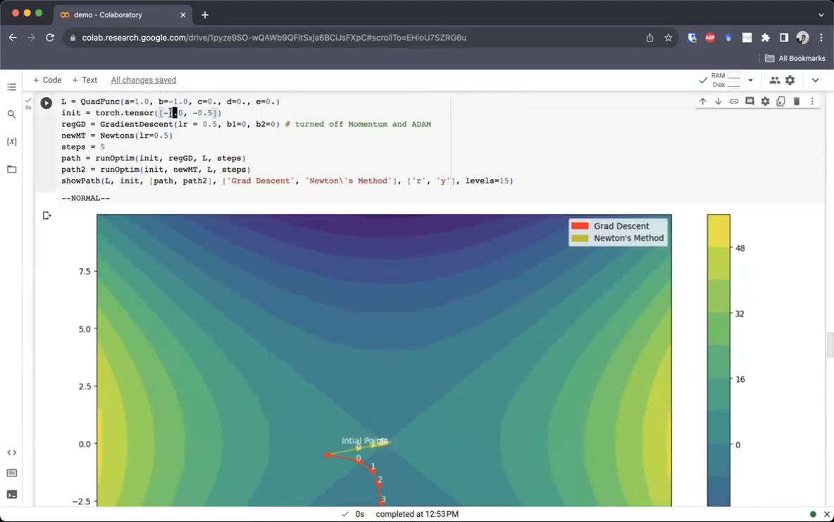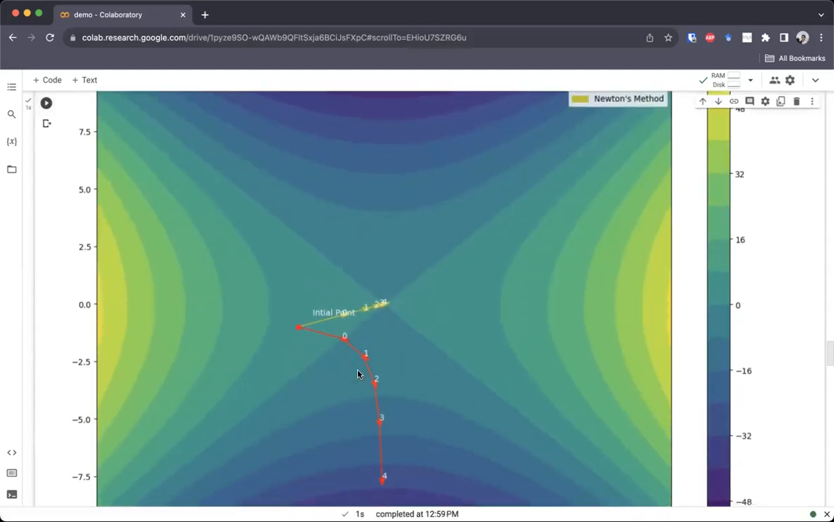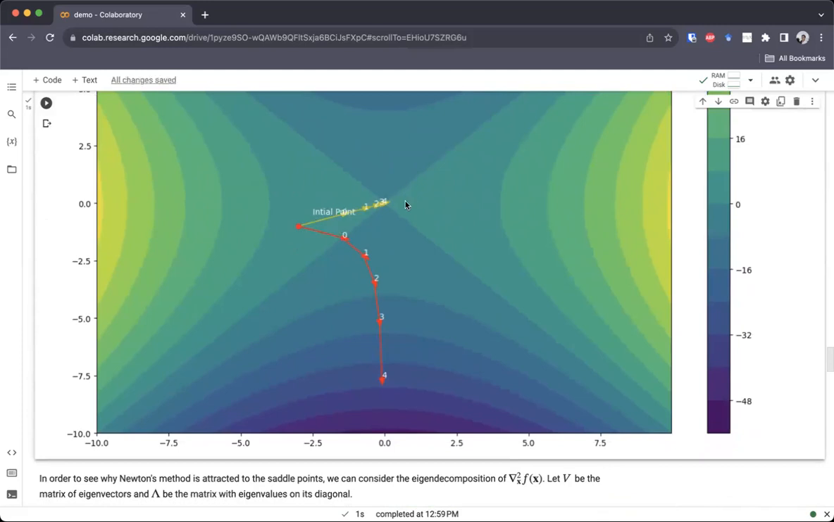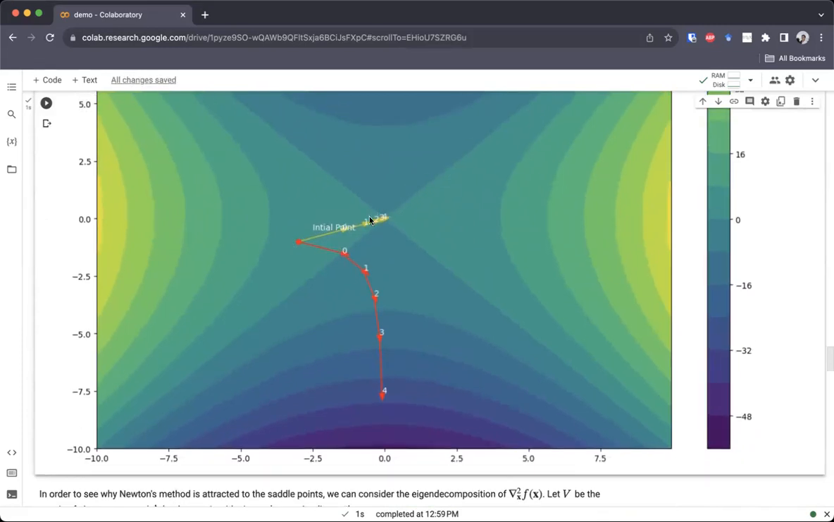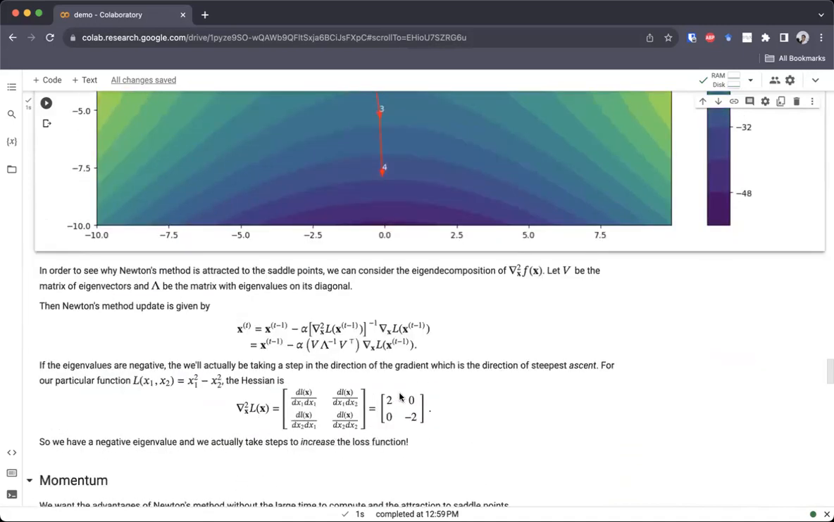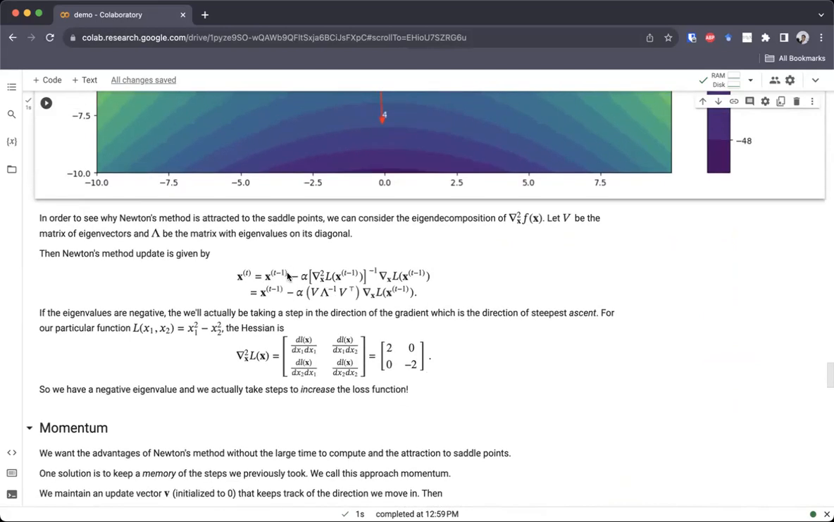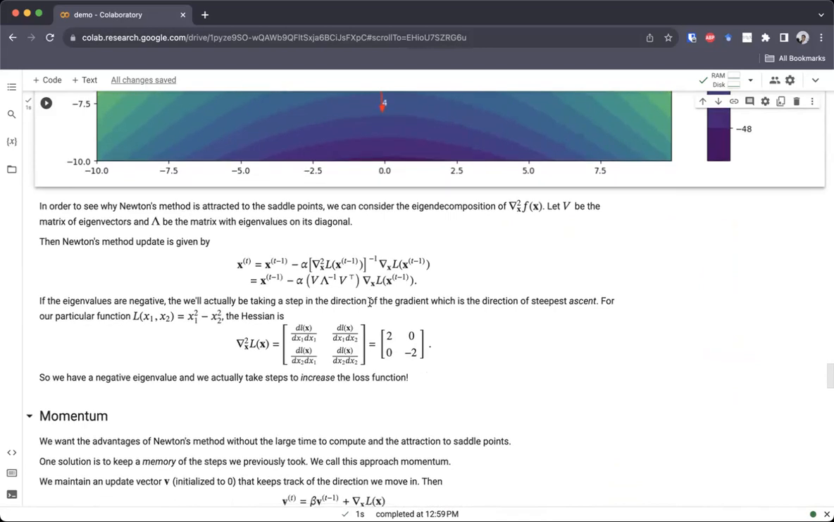And we can also see this if we increase the starting value to minus 3 and 1, slightly further away. We'll see that no matter what, Newton's method from the initial point is moving to the saddle, whereas gradient descent is moving away from it. And it's because of this undesirable property here, where we take the second derivative, and if it's negative, we cancel out the direction that we actually want to move in, and we move towards the direction of steepest ascent.